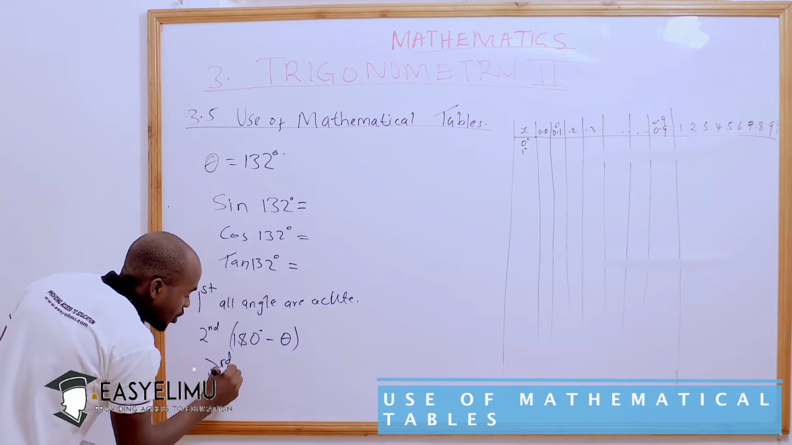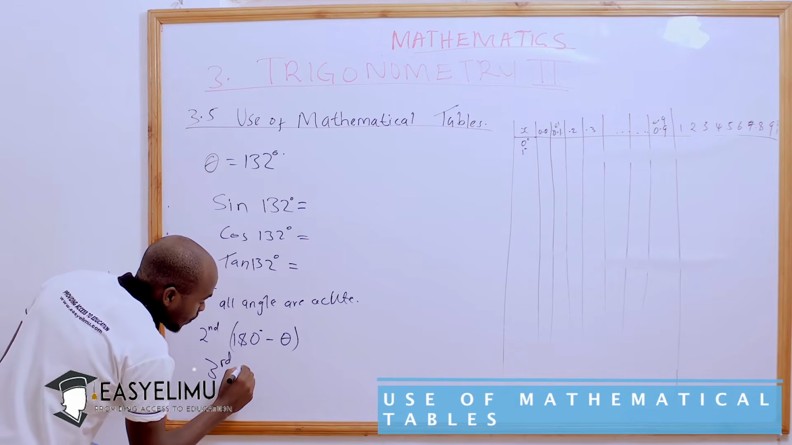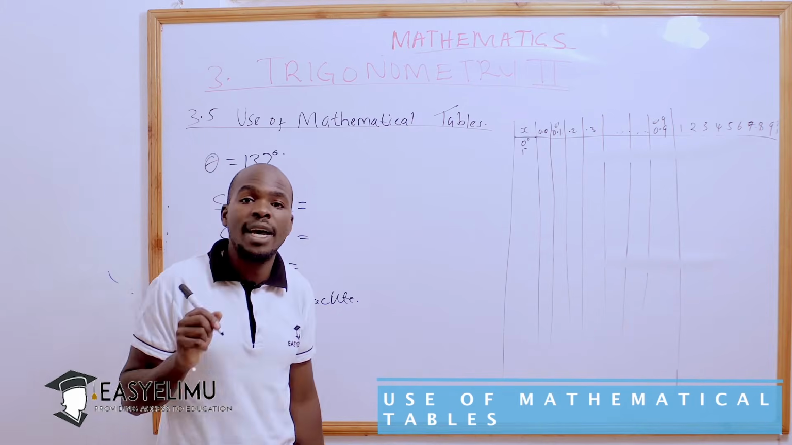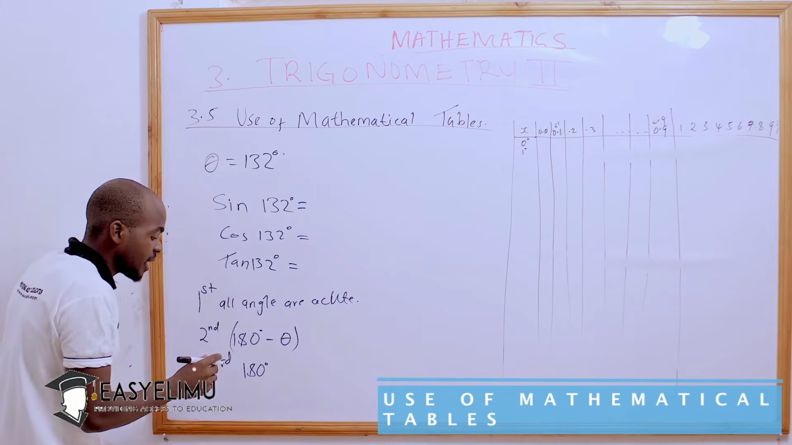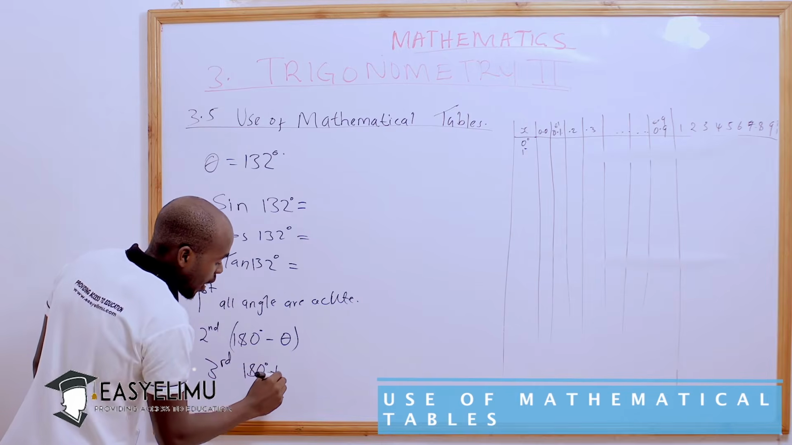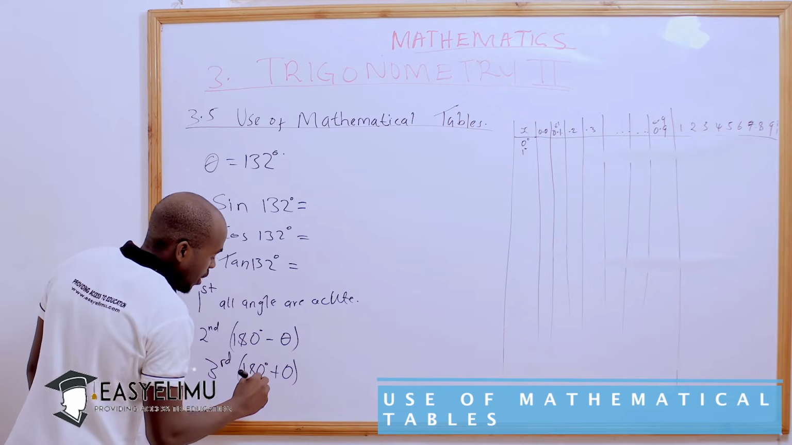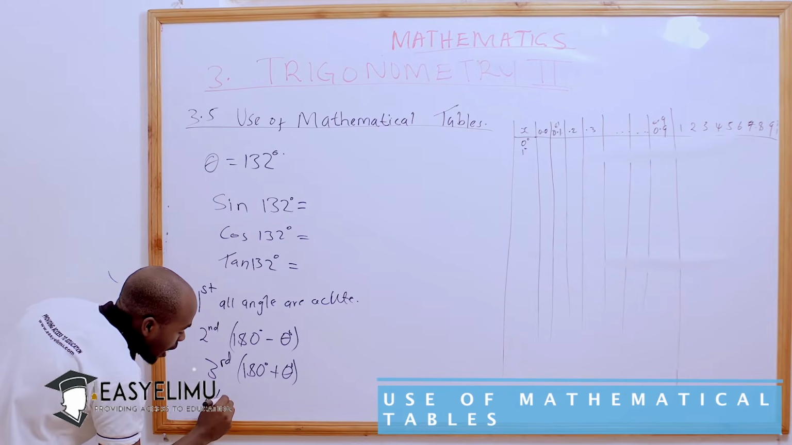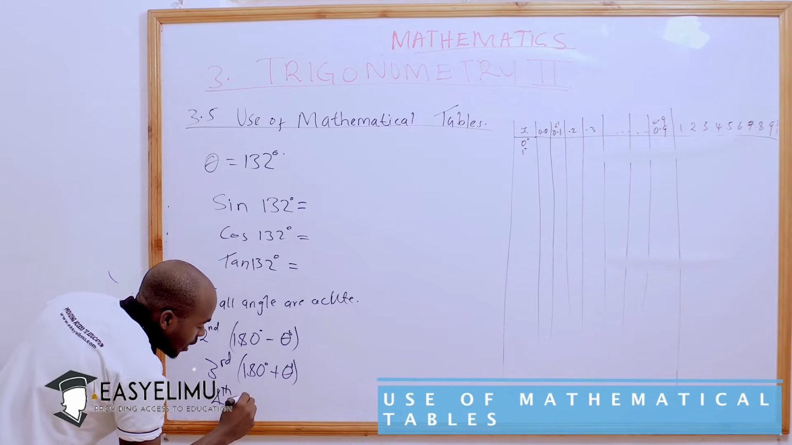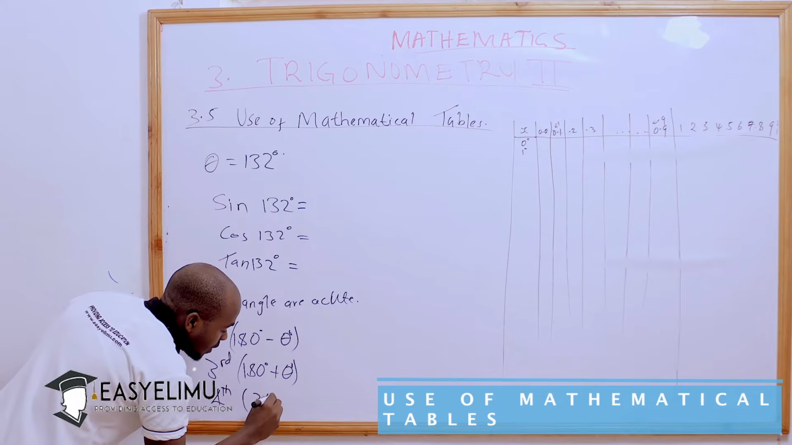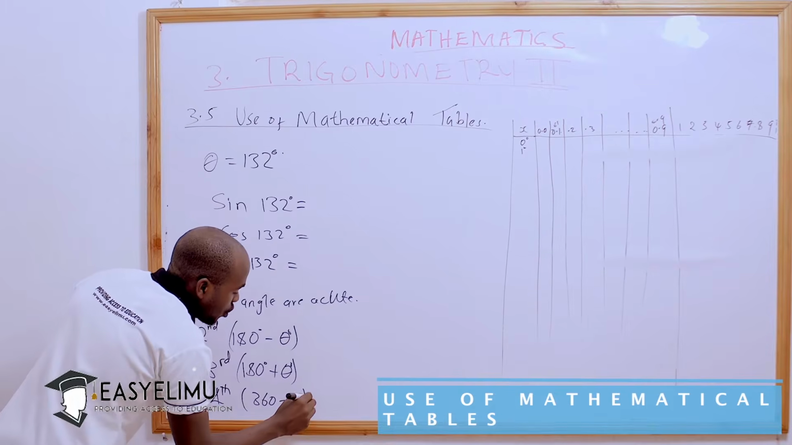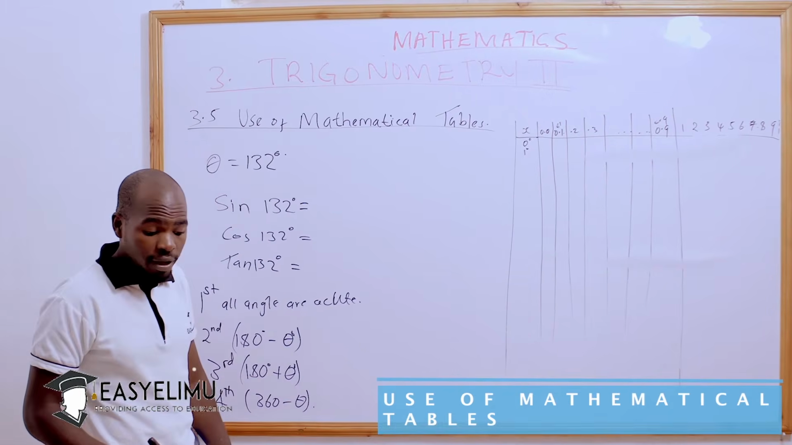And in the third quadrant, if you need an angle in the third quadrant, you will take 180 degrees and add it to that theta, and you will find an angle in the third quadrant. And if you need an angle in the fourth quadrant, it is 360 degrees minus the angle you have. You will find an angle in the fourth quadrant.